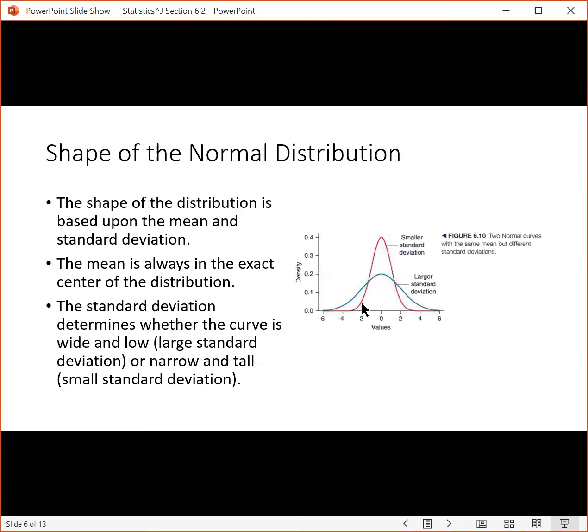So you can see over here in the image, if you've got a large standard deviation, then you get something that's shorter and wider. If you have a small standard deviation, then you get narrower and taller in terms of your normal curve shape.